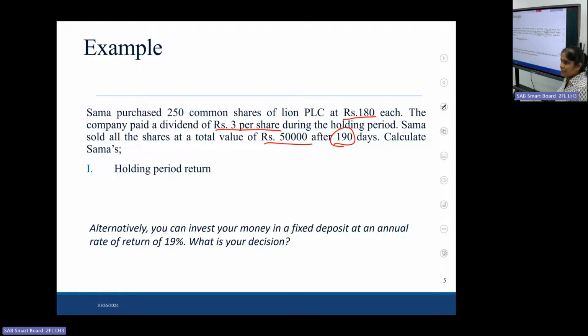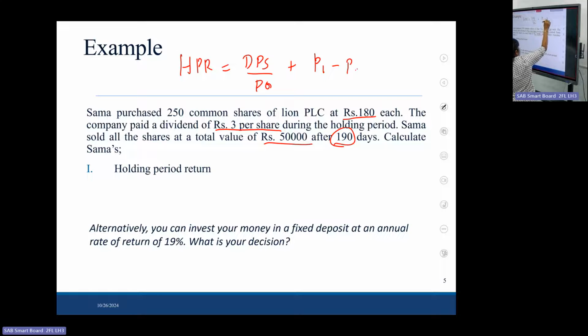Calculate the dividend yield and the capital gain yield or loss. Then calculate the holding period return. Holding period return is equal to the dividend yield, dividend per share divided by P0, plus the capital gain yield, which is P1 minus the cost, or the previous price, divided by P0. So these are the capital gain and the dividend yield.